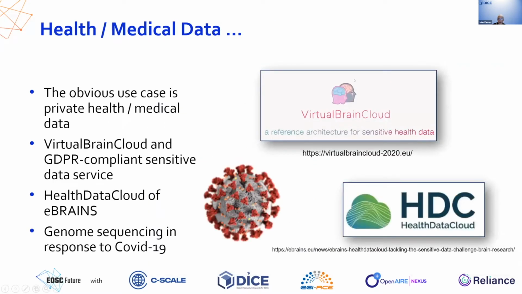Now, the most common and obvious context in which we hear about sensitive data in EOSC today is health-related data. Certainly, the COVID-19 pandemic provided an enormous push, for example, work on genomic sequencing of the virus. There are also some high-profile EOSC initiatives going on right now, like the Virtual Brain Cloud and Health Data Cloud, which you see here with the links, developing a GDPR-compliant sensitive health data service. And by the way, as important as GDPR compliance is, it's actually more complicated than that.